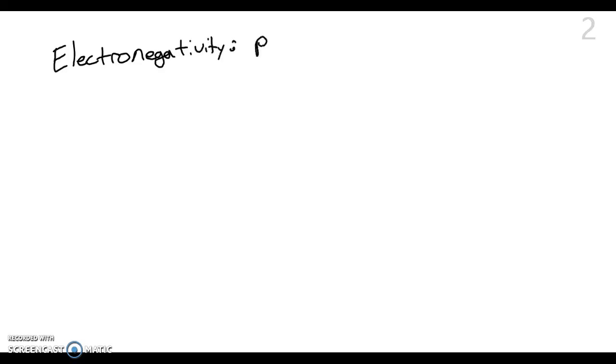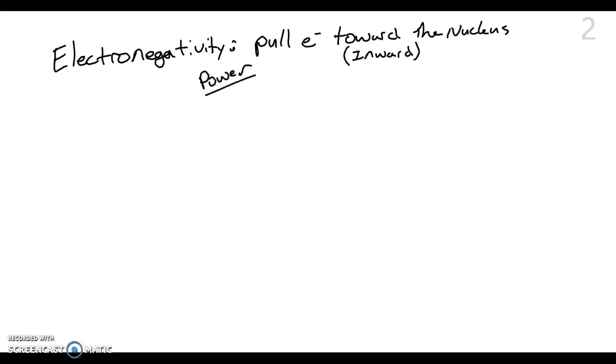This is pulling. I refer to this as inward. We're going to pull electrons inward. So electronegativity is how much power, again, does it take to pull electrons in?